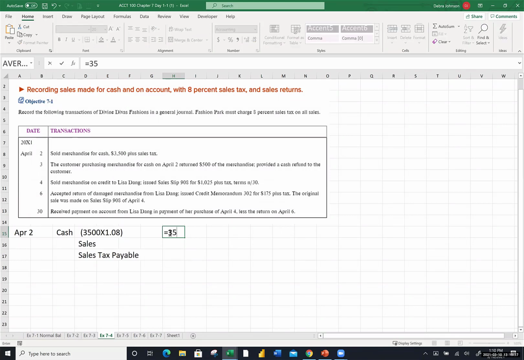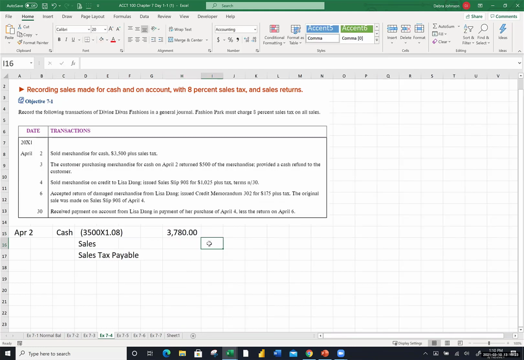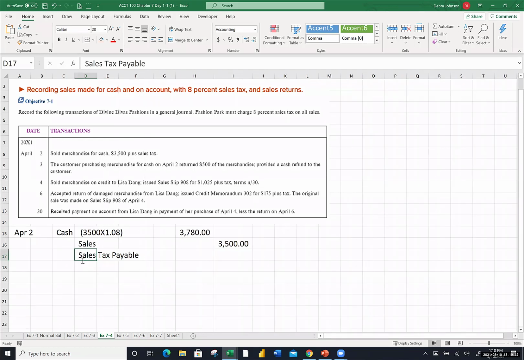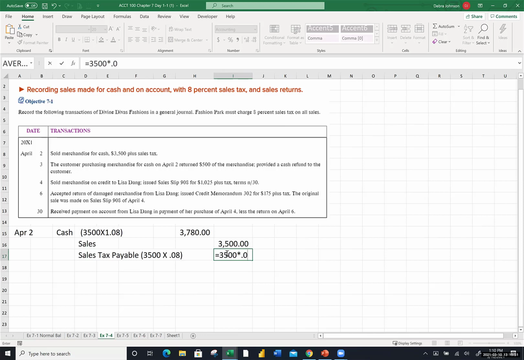So let me do that on my calculator or Excel. 3,500 times 1.08 is going to give us the cash that we would record for the sale, or that we would record as the cash received. The sale is always at the amount of the sale, 3,500. And the sales tax, if you want to put that calculation, you can widen it a little bit to fit that in there. Sales tax payable would be the 3,500 times the 8%. Thank goodness you guys can use calculators on the test. And that is to record a cash sale with tax.